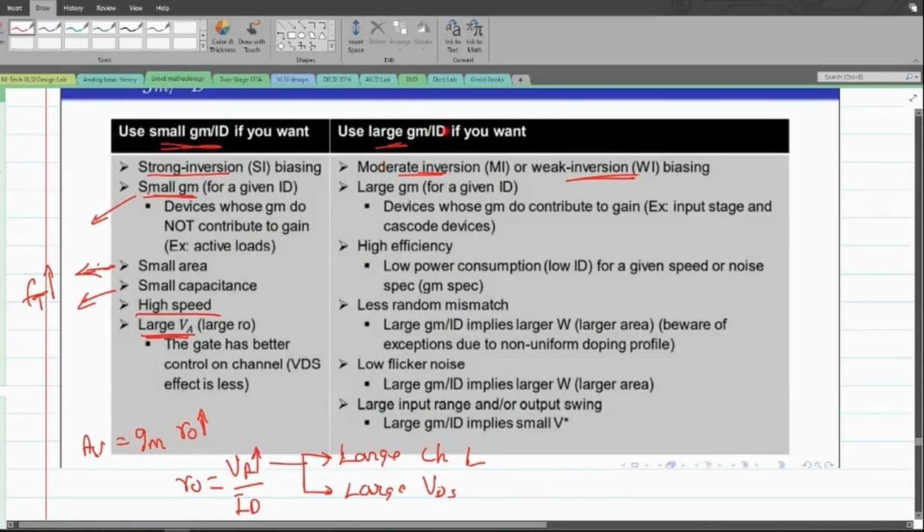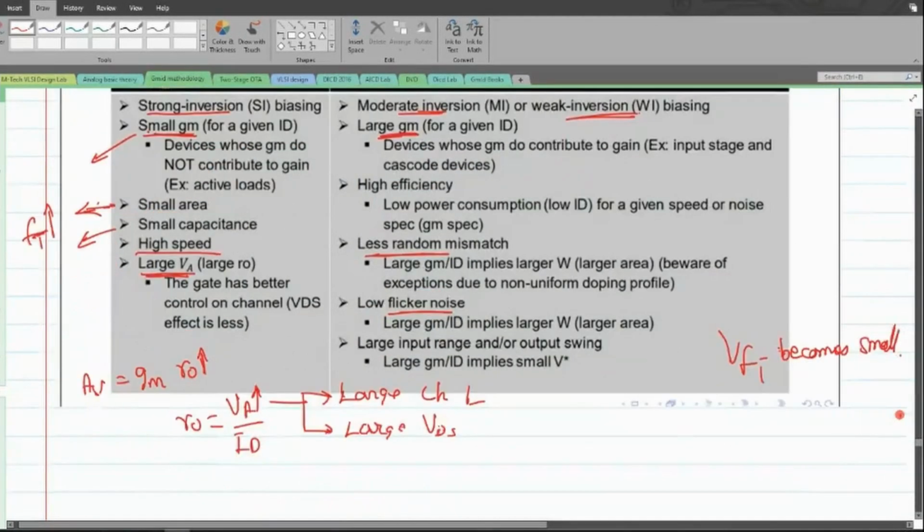Whereas when I go for a larger gm/ID, the gm would already be large, so we end up having a very large gm, and the transistor efficiency is high just because the gm/ID is high in this particular zone. We also know that we end up having a very large channel length and width, due to which the random mismatches across the transistors will be small and we end up having very low noise, but the transit frequency becomes small. That is what we would end up having over here.